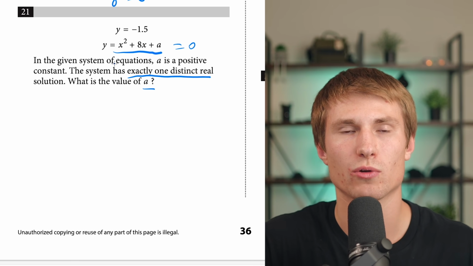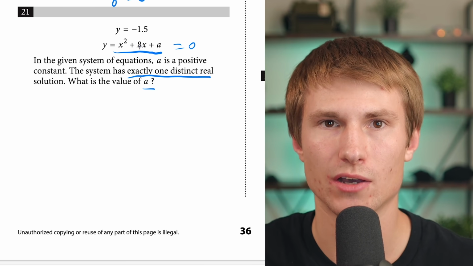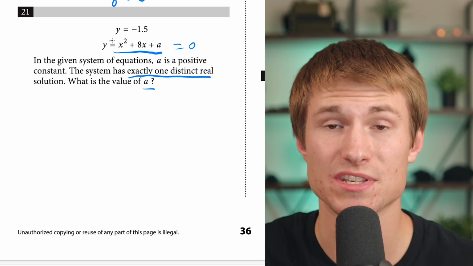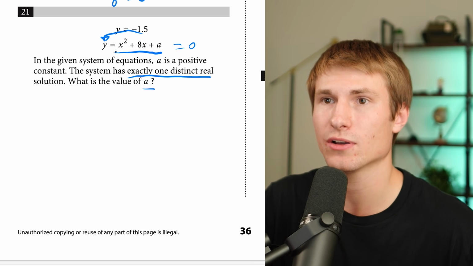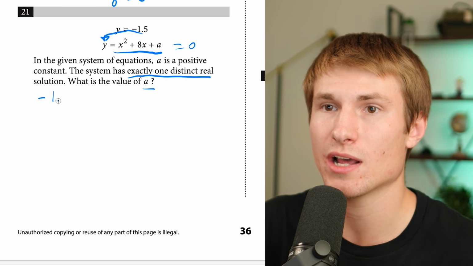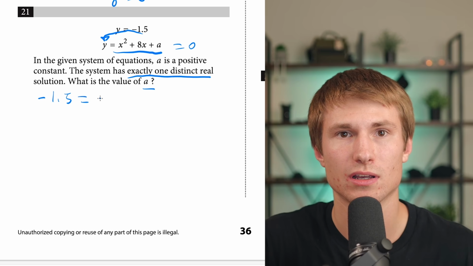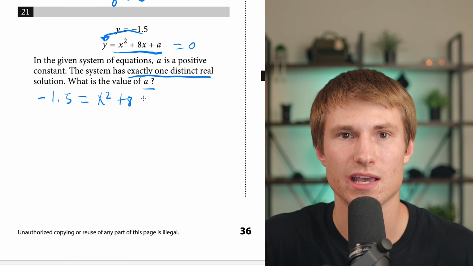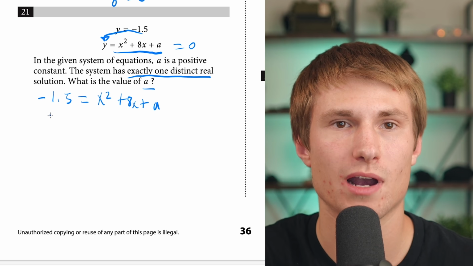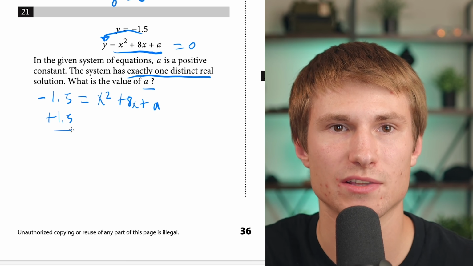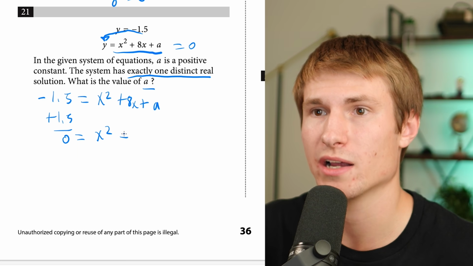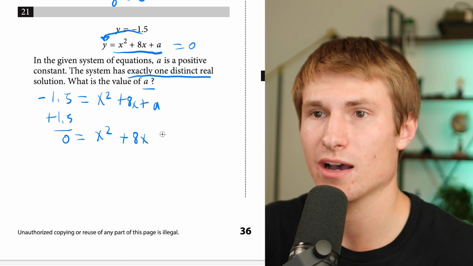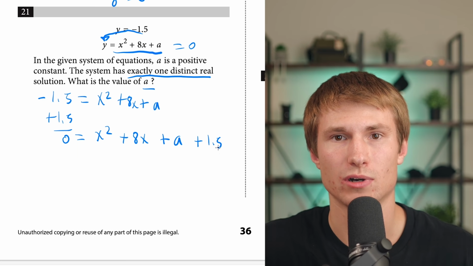In order to get our b squared minus 4ac value, we have to set the equation equal to 0. In this case, it is not set equal to 0 yet. We have to substitute in minus 1.5 for y first. Then we end up with minus 1.5 is equal to x squared plus 8x plus a. From here, I'm going to add 1.5 to each side so that we can get it set equal to 0 and use this rule of b squared minus 4ac. Then we have that much plus a plus 1.5.